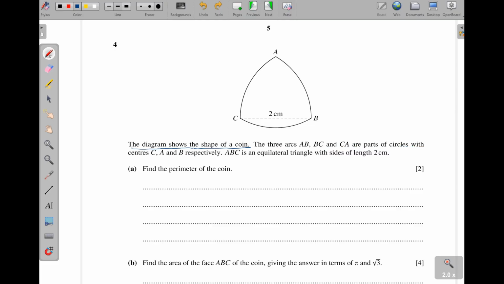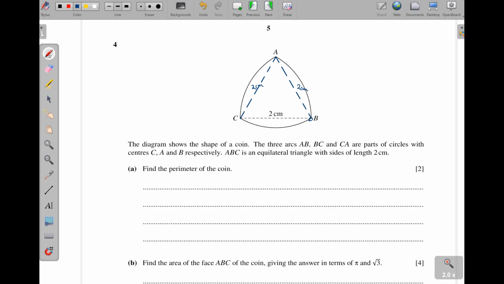Okay, of course, for the perimeter, we just find the lengths around the shape, so we add them. Now, I can connect this A to C here. I can also connect A to B here. Now, I'm going to make these lines dotted. Now, this one here is an equilateral triangle. So that means if CB is 2 centimeters, then AB is also 2 centimeters. AC is also 2 centimeters.